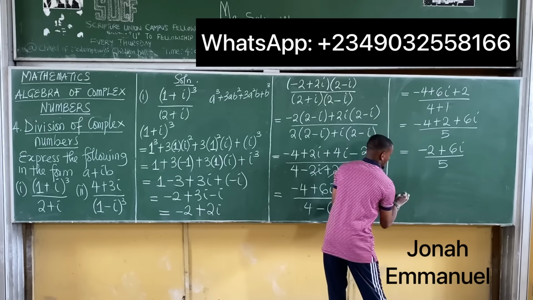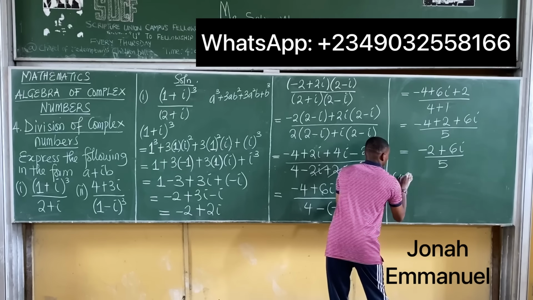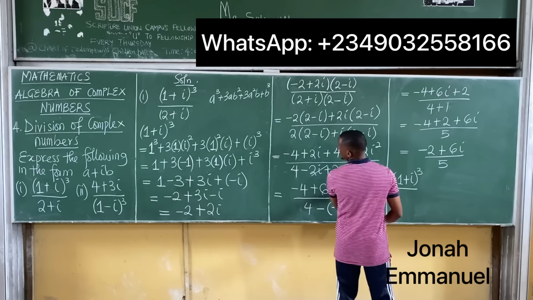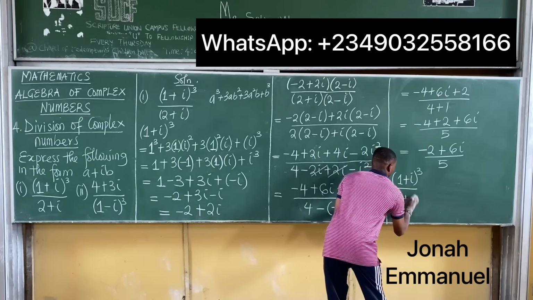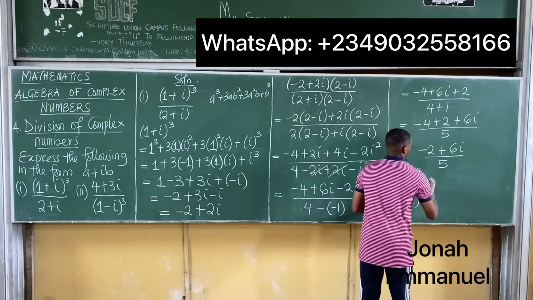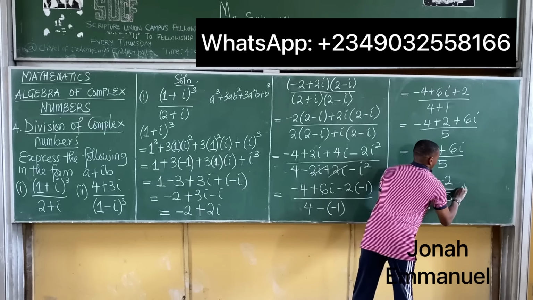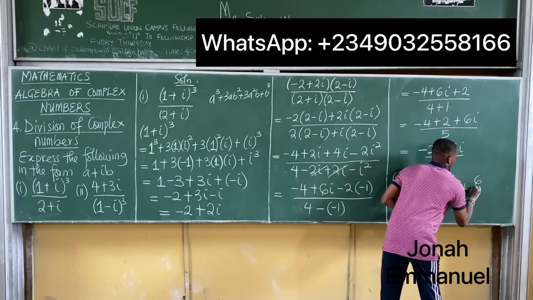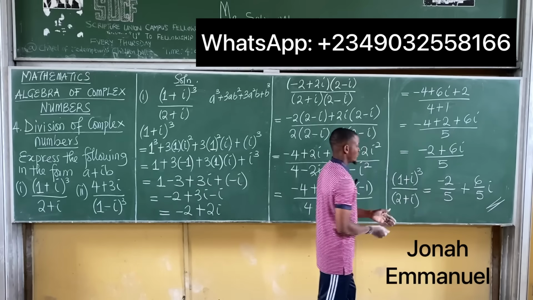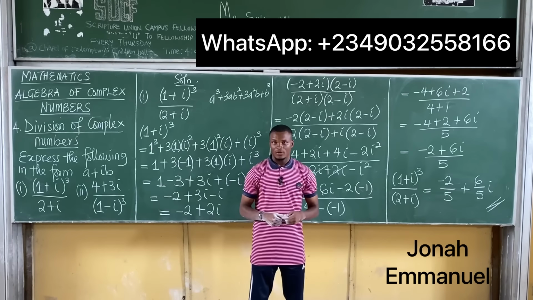So I can now separate them. So it means that 1 plus i all cubed all over 2 plus i will be equal to, separate these two, it becomes minus 2 over 5 plus 6 over 5 i. So I have this. Right, so this becomes my answer. So this is how we solve this question.